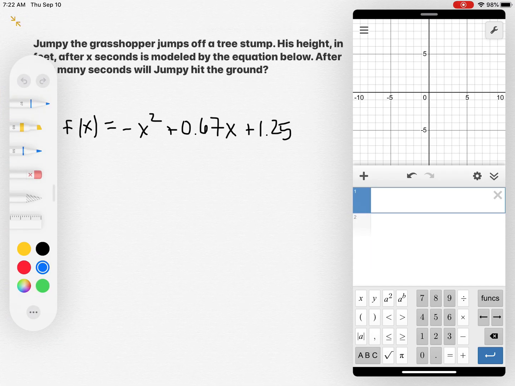This time we're going to talk about Jumpy the grasshopper. Jumpy the grasshopper jumps off a tree stump. His height in feet after x seconds is modeled by the equation which I have written there. After how many seconds will Jumpy hit the ground? So once again, f of x we're going to treat like being 0 because the ground would be height 0. Let's label a, b, and c. a is a negative, which is really a negative 1 in disguise. b is 0.67, c is 1.25. I'm going to write out our formula so we've got it.